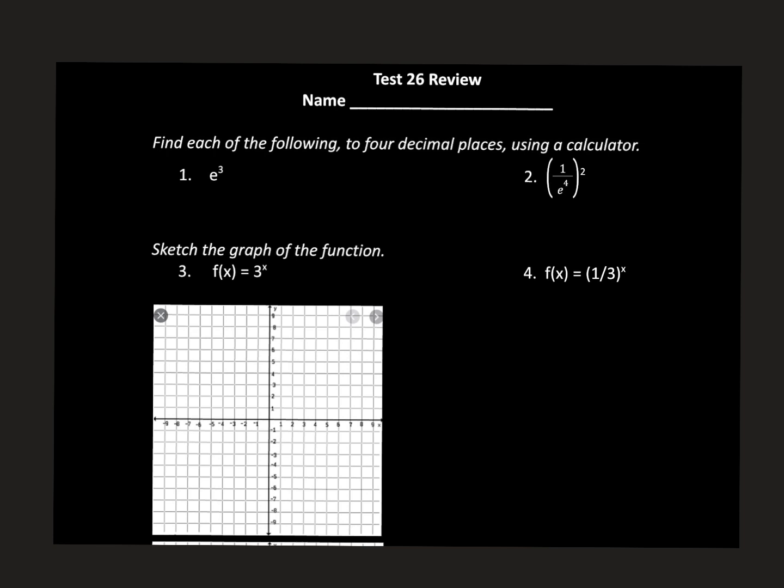Remember, 4 decimal places. So I'm going 20.08554. Actually, that's 5 decimal places, which is too many. So that's good enough. Number 2, punching in again.